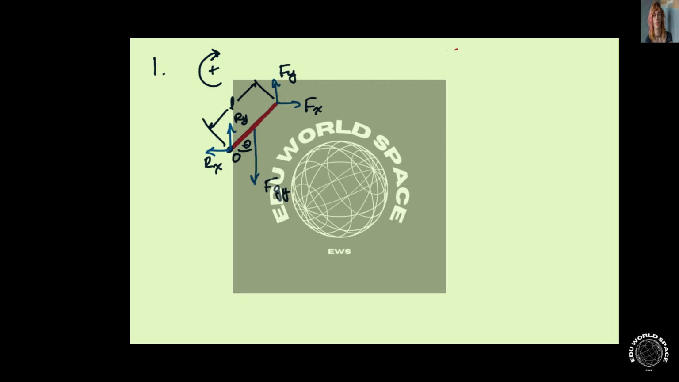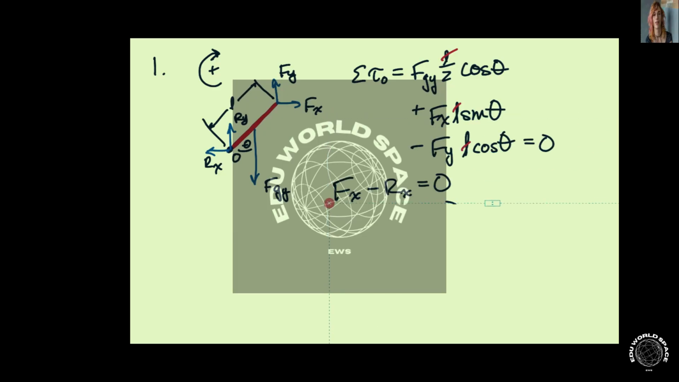So we can just use Newton's laws to write. The first thing we can do is take moments about point O, and that way our x and our y will not appear in the equation for the moments. So we do that, and I'm taking positive to be clockwise.